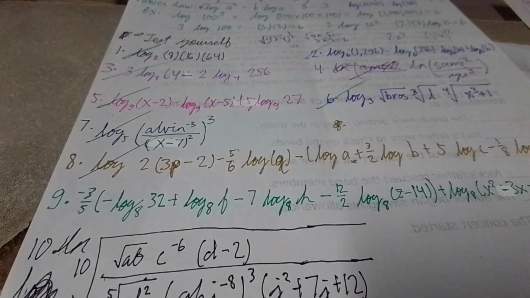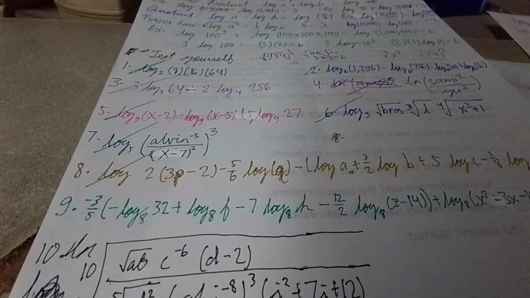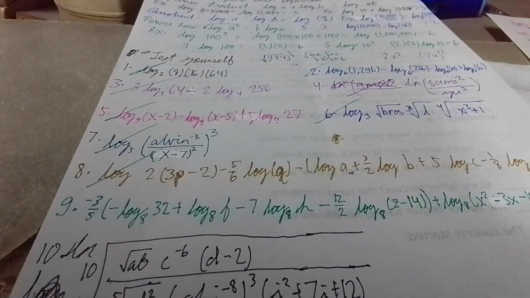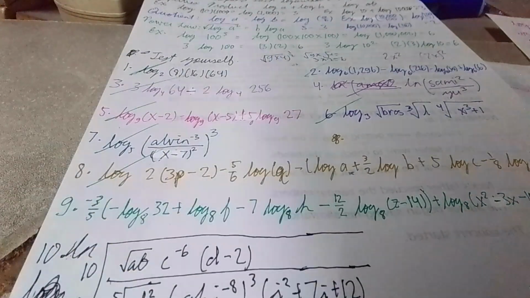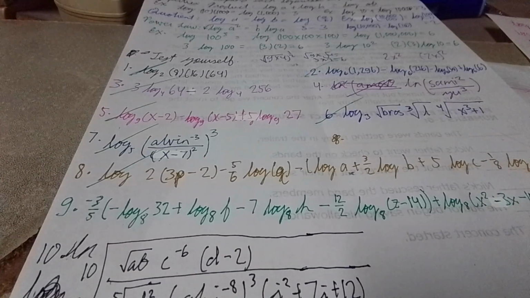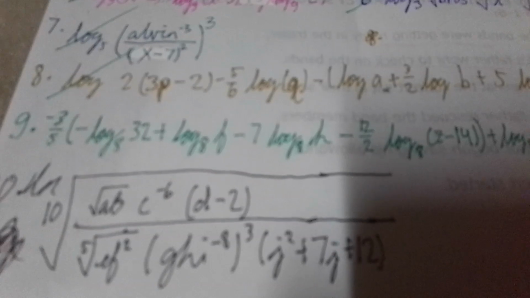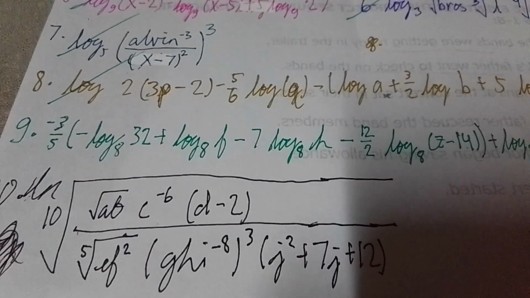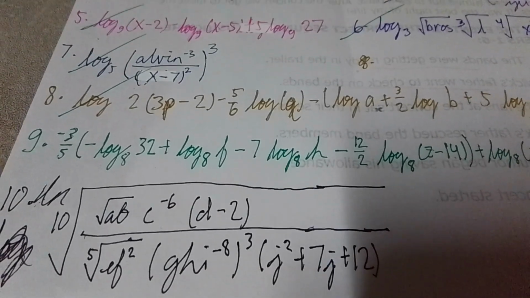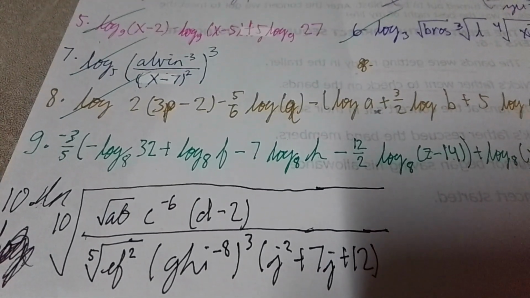So, the negative 3/5, we can distribute it to all the numbers. Okay? So, negative times negative gives you positive. Right? And that becomes positive 3/5 of log base 8 of 32. Remember log base 8 of 32? You can simplify that, but later, I will tell you how to simplify that.